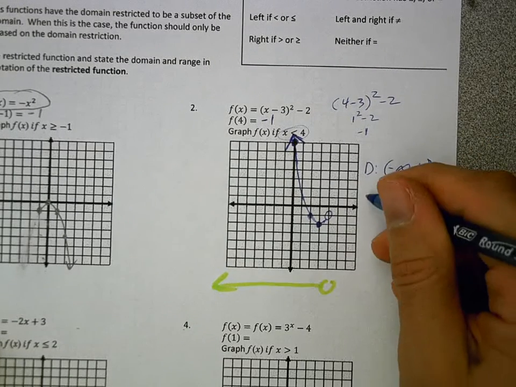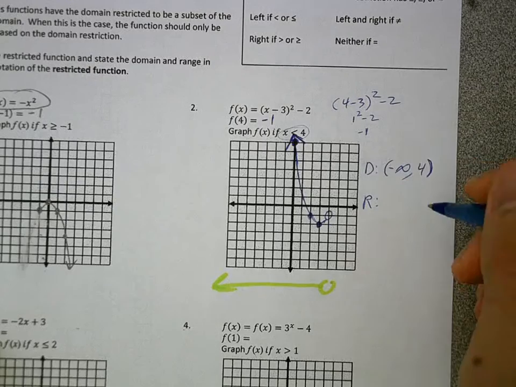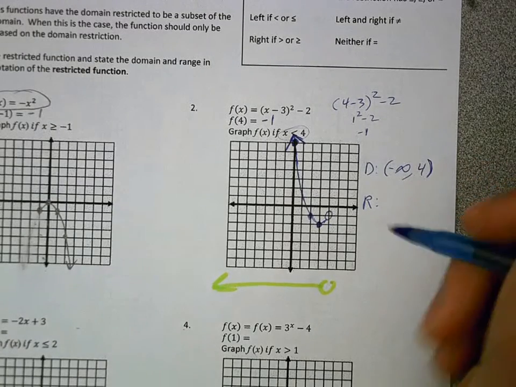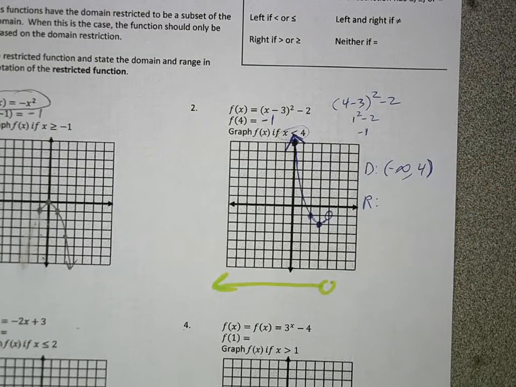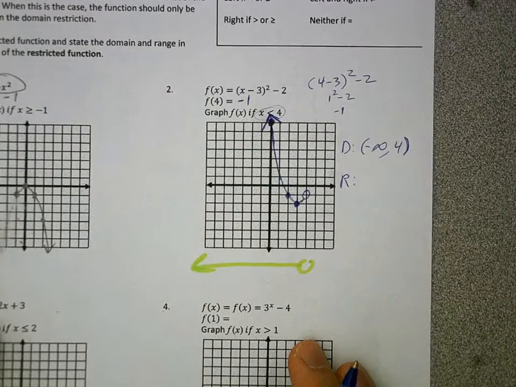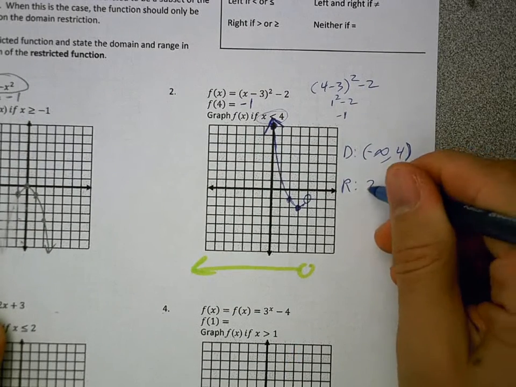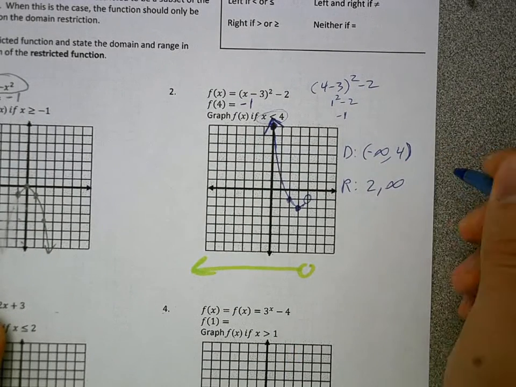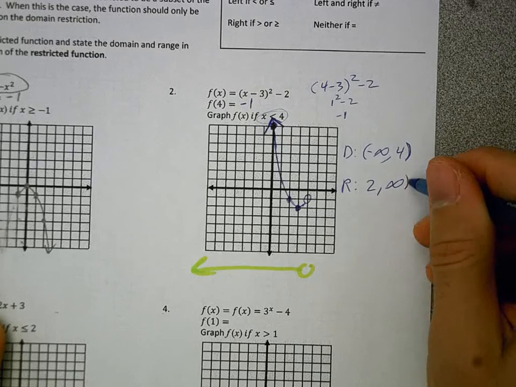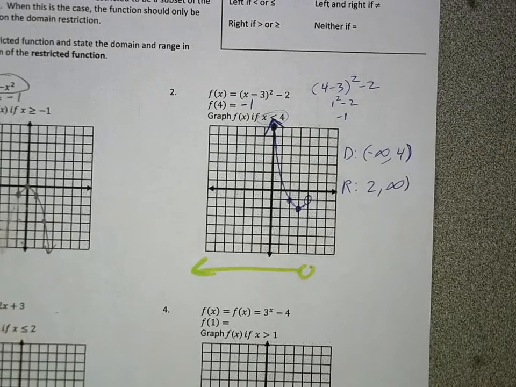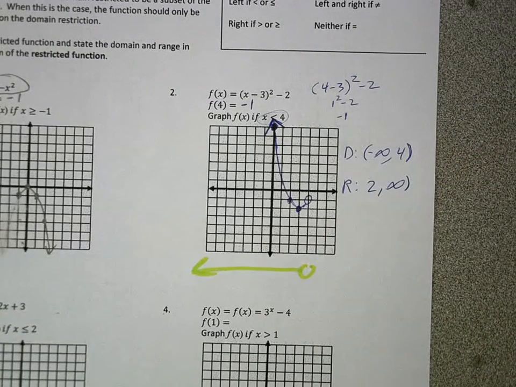The range is a little different. You're going to figure out, okay, what's the lowest value? Well, it looks like that negative 2 at the vertex. Negative 2, and then it just keeps going up and up and up forever. So that means my range should be negative 2 to infinity. Infinity gets a parenthesis because I can never actually get there. How about the 2? Negative 2, thank you.